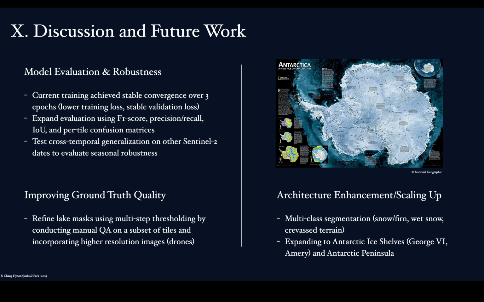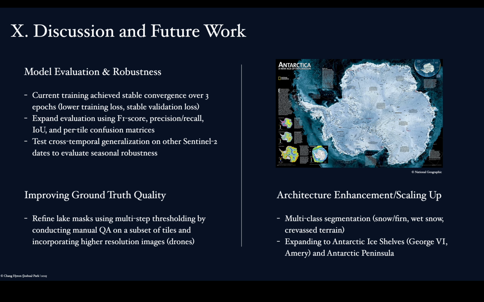I also want to test cross-temporal generalization on other Sentinel-2 dates to evaluate seasonal robustness. I did include approximately 3 to 5 years of summer melt data, 3 per each year, to generate these original tiles, but it can always be expanded across various regional and temporal scales. I also hope to improve ground truth quality by refining lake masks using multi-step thresholding, by conducting manual QA on a subset of tiles, and maybe incorporating higher resolution images like drones.